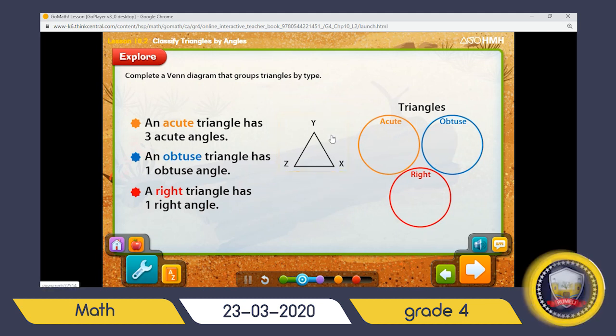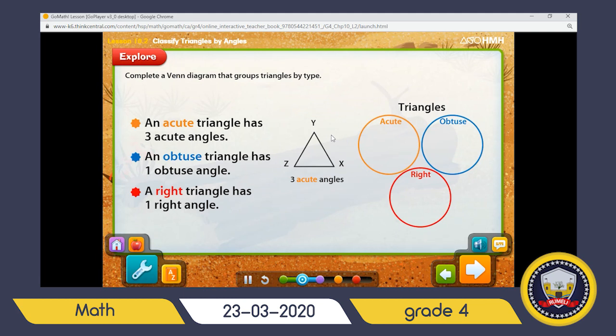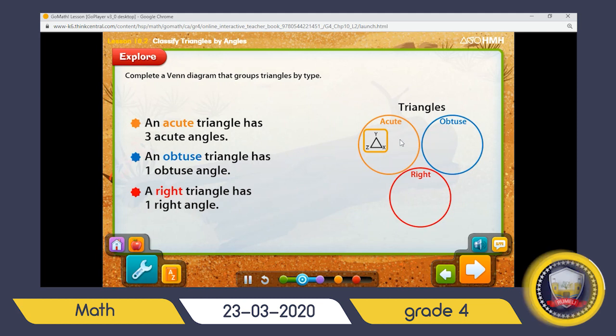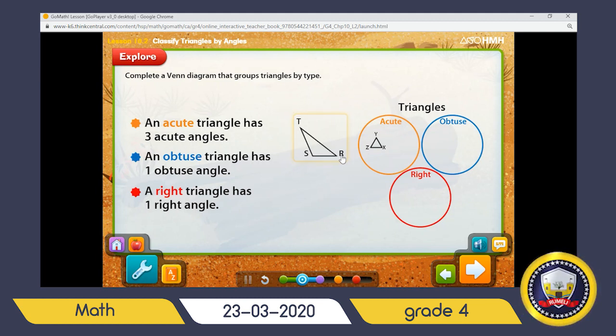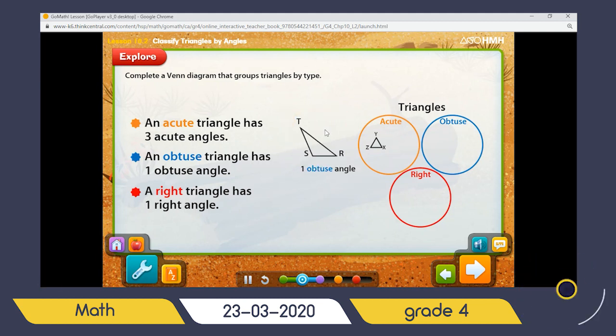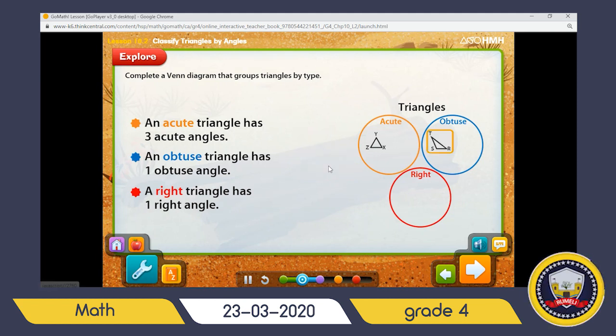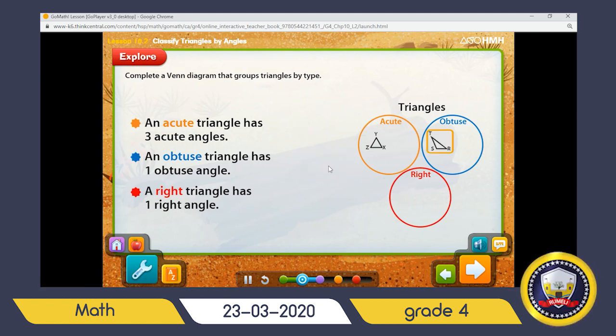Check the angles. If we check, we will find 3 acute angles. An acute triangle has 3 acute angles. It means triangle XYZ represents an acute triangle. For obtuse, for example, we can say triangle TSR. One of them is an obtuse angle, angle S. So if one of them is an obtuse angle, we will say it is an obtuse triangle. Good job. What about the next one?